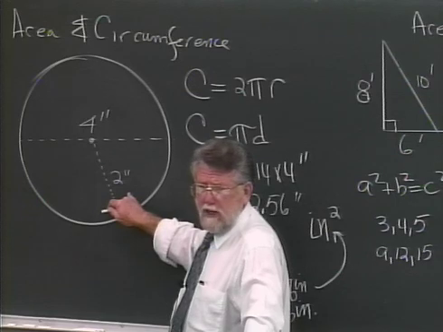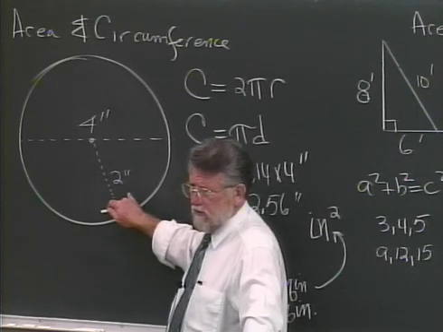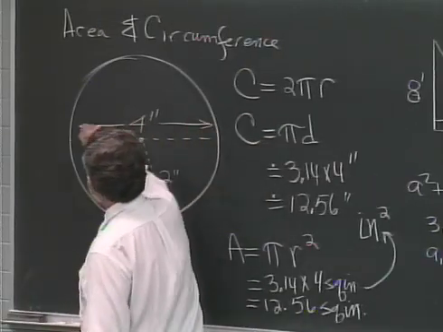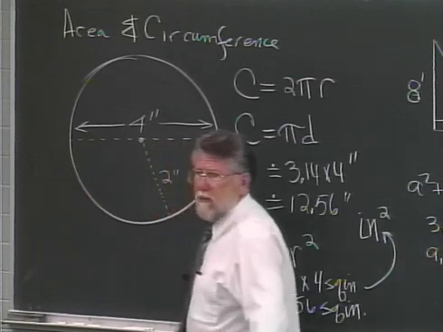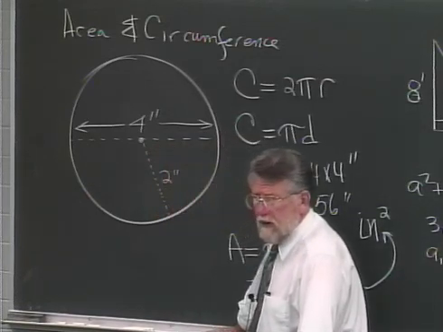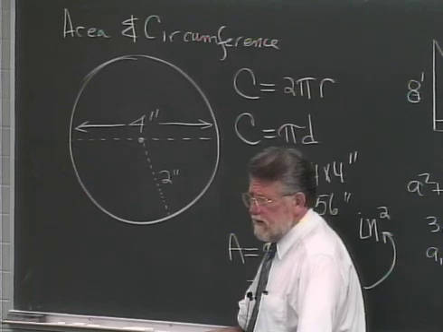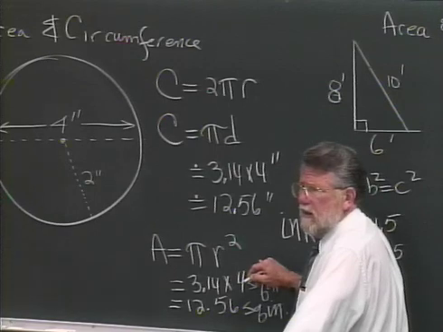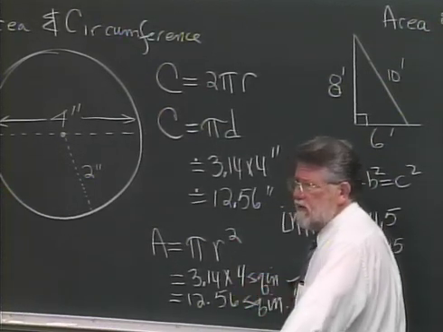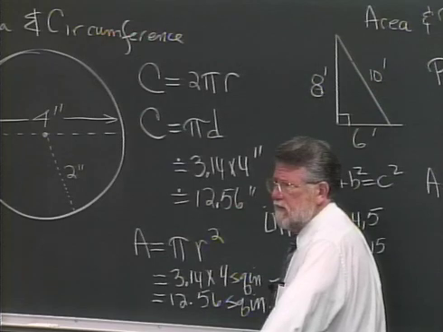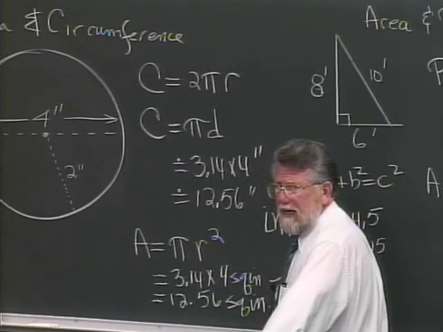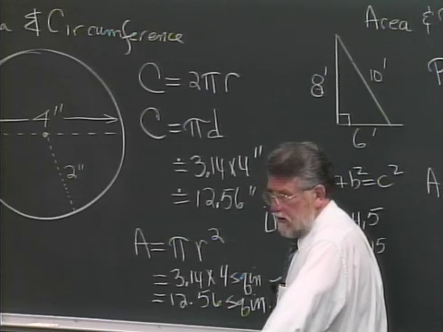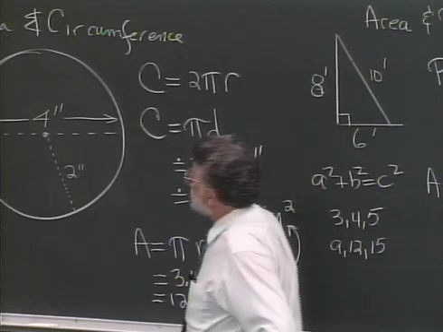So you can't take 4 times 4 because the diameter was 4. This distance across here was 4 inches. That's not the radius. That's the diameter. The radius is 2 inches. So if I come back to my formula and substitute here, 2 times 2 is 4 square inches. So you have to make very carefully a distinction between radius and diameter. So again, this is the radius here.